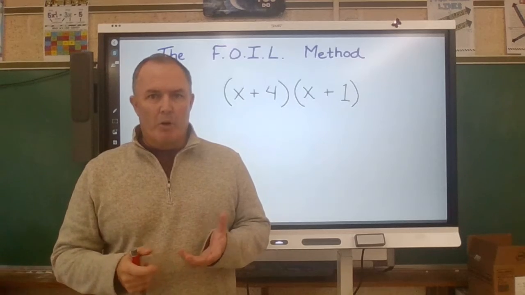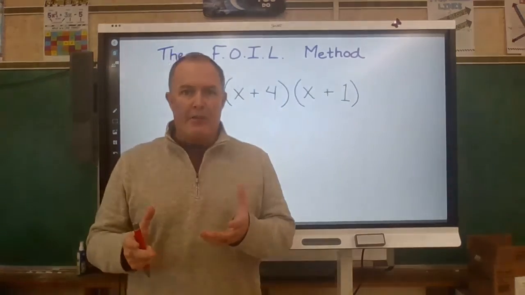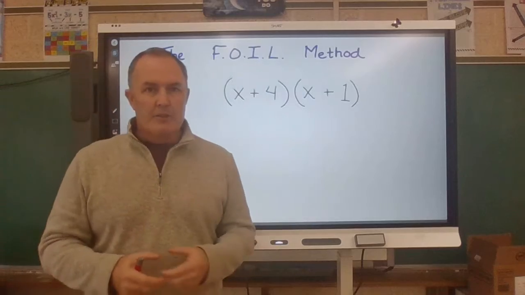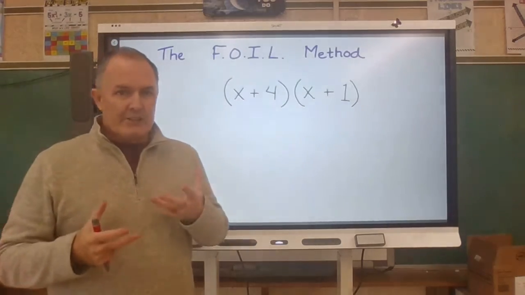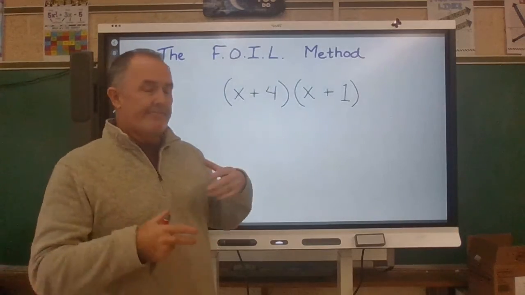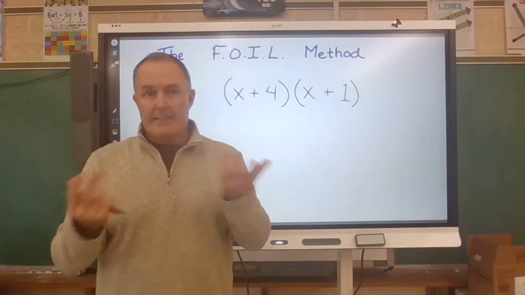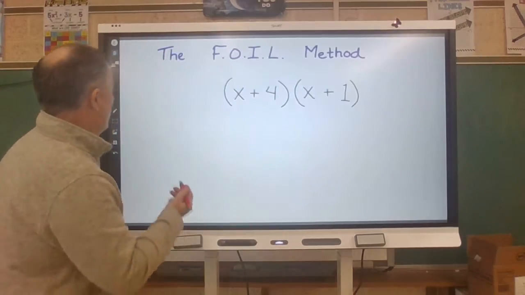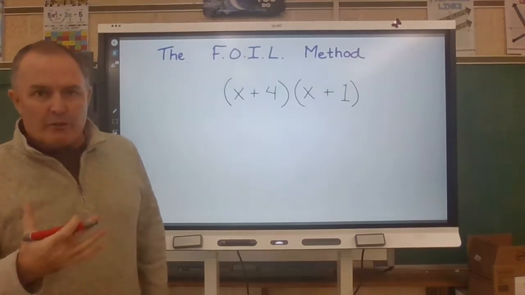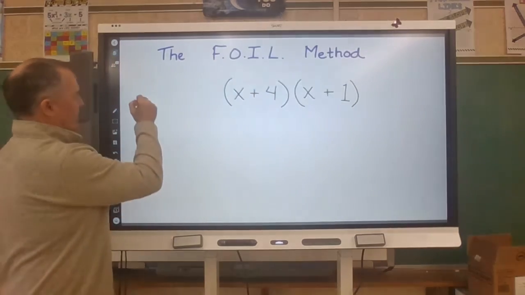Okay, so today we're going to work on using the FOIL method to convert two binomials into a trinomial. Essentially, we're going to take a factored form of the quadratic equation and put it back into the standard form using FOILing.